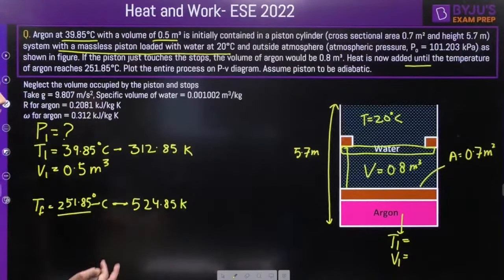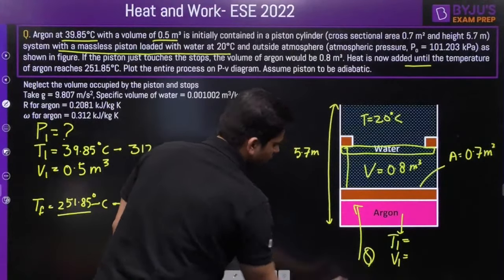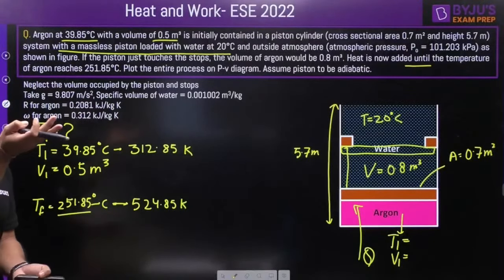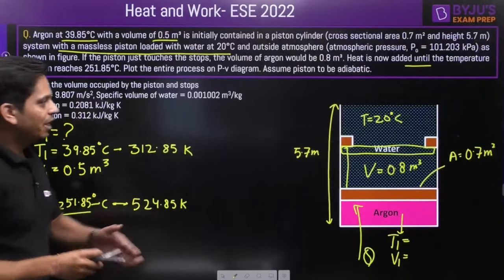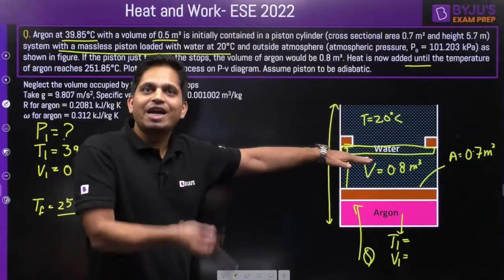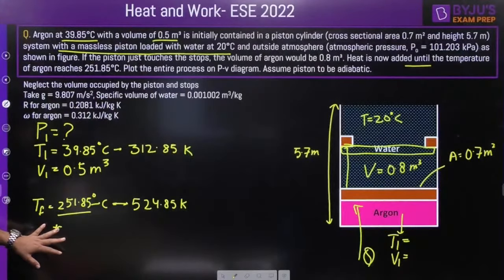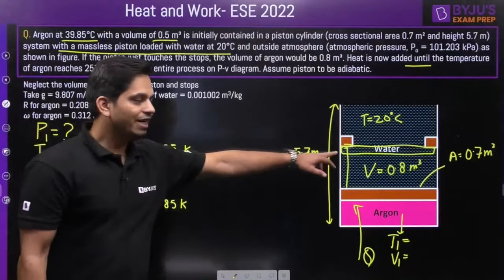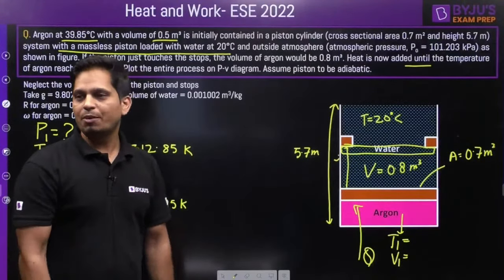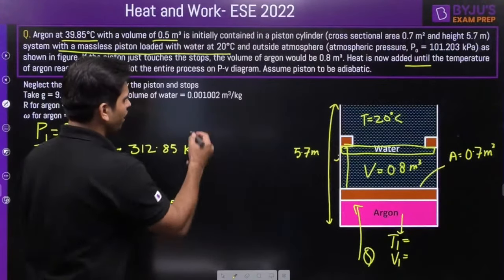Okay, now what am I doing? I am giving it heat, okay? So when I am giving heat, the piston is moving up. But piston will stop here. Now I don't know if I am still adding heat or I stopped. So I don't know if this final temperature is the temperature when the piston reached here, or I am still giving it heat. So I am not sure. So what I have to do? I have to draw a PV diagram.